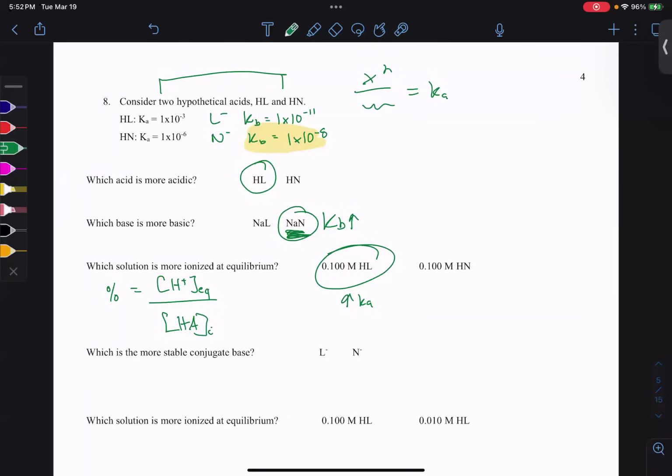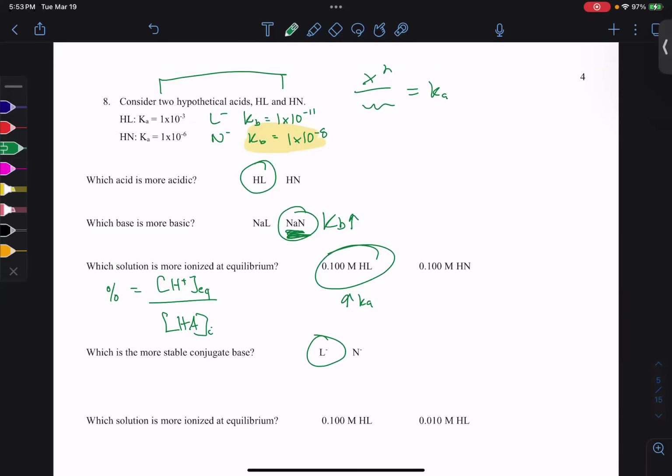Okay, next one. Other ways to conceptually ask basically all the same question. Which is the more stable conjugate base? L minus or N minus? L minus, yes. Stable conjugate bases make really crappy bases.